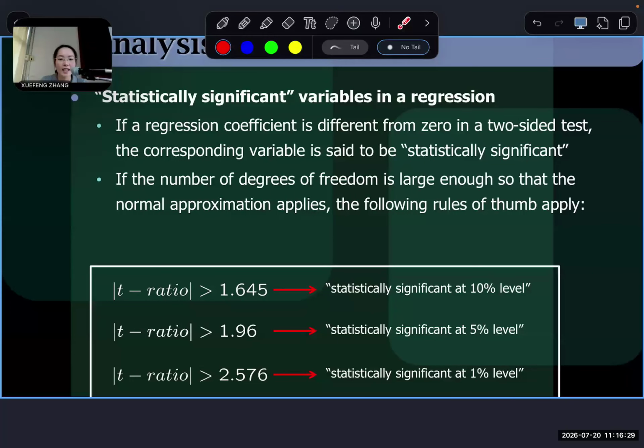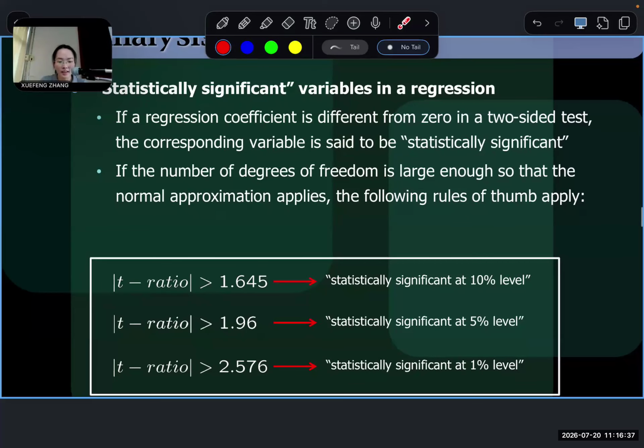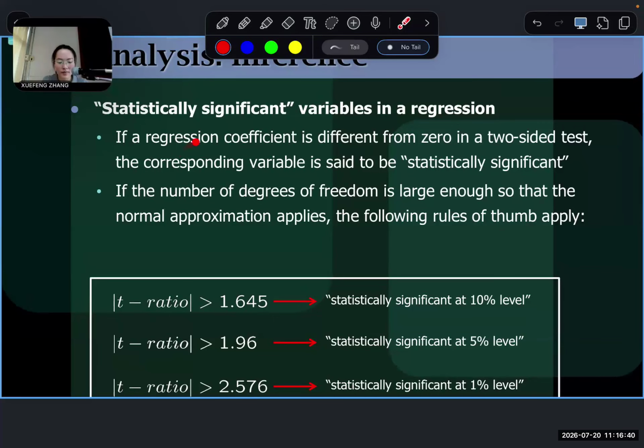This slide gives us a name for what we've been doing, plus some numbers worth memorizing, okay? So let's see the definition. If a regression coefficient is different from 0 in a two-sided test, the corresponding variable is said to be statistically significant. All right, so this is the definition. Significant just means the t-test rejects H0, right? Rejects our null hypothesis.